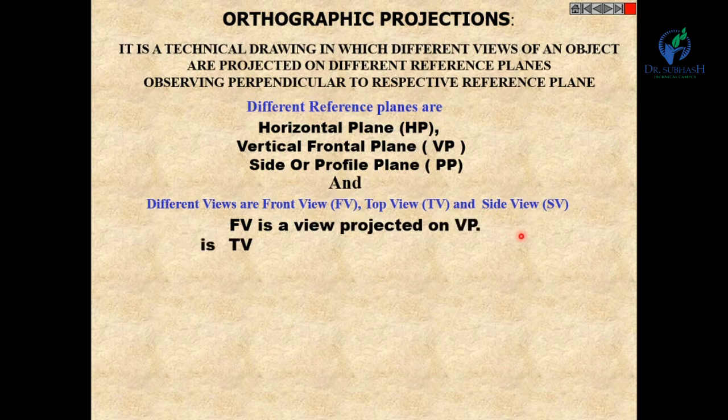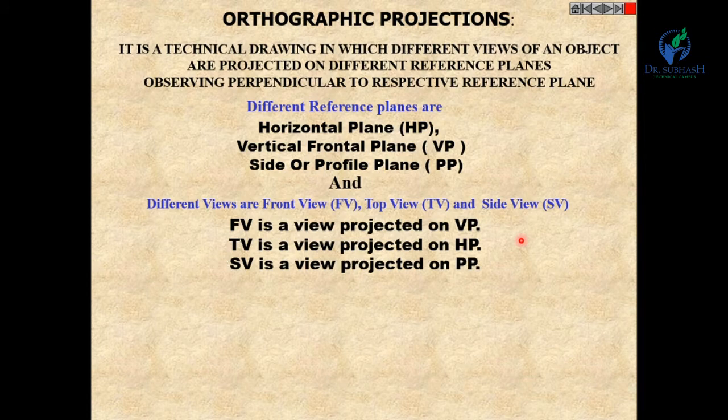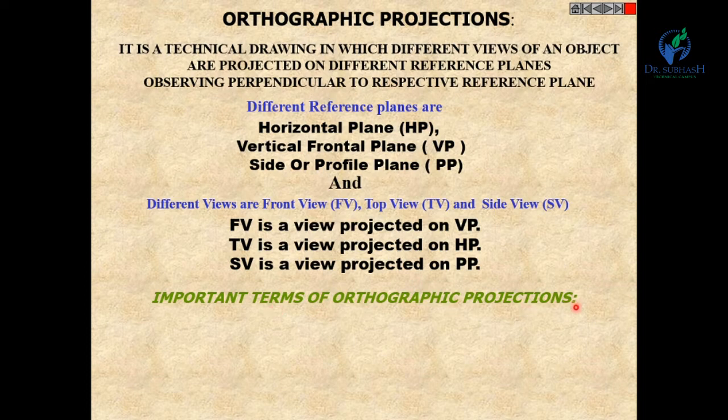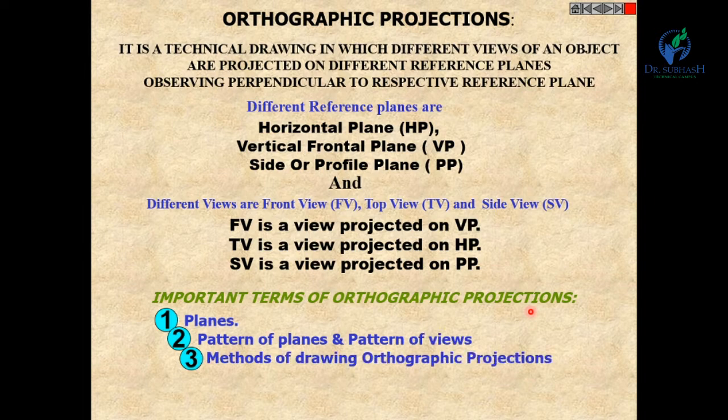So what do you mean by the front view? The front view is a view which is projected on VP, or a view looking from the front of the object. And the top view is a view looking from the top of the object, and this top view is projected on HP. The side view is a view which is projected on the profile plane. Now, the important terms of orthographic projections: basically three main important terms are planes, pattern of planes and pattern of views, and methods of drawing orthographic projections.